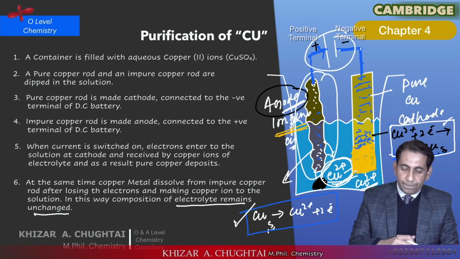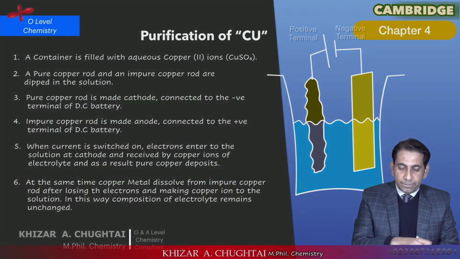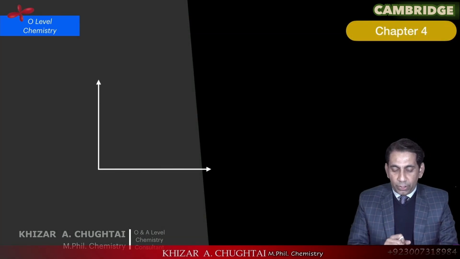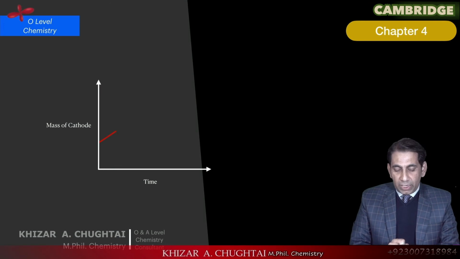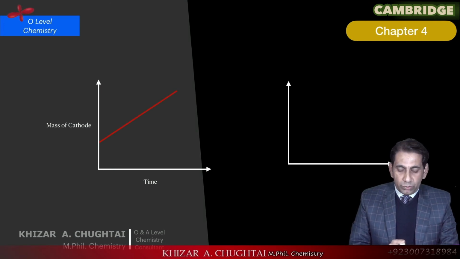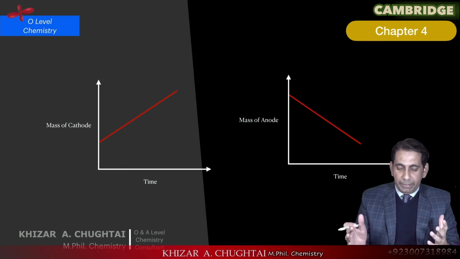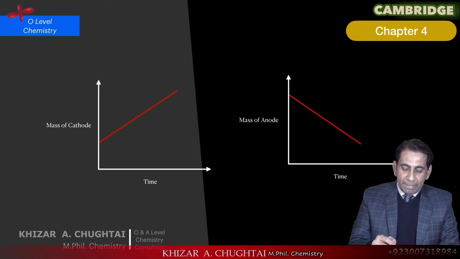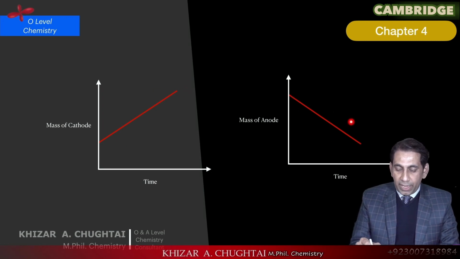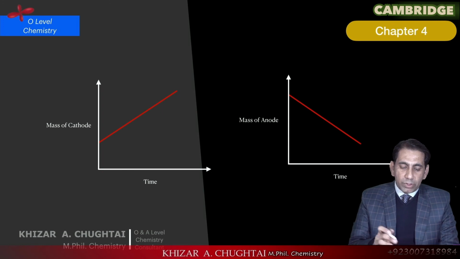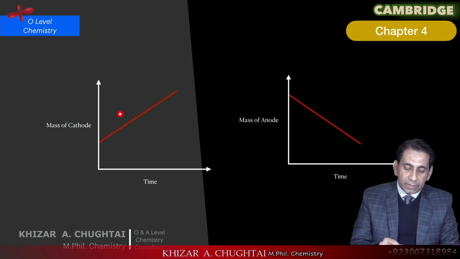Next one is the graphical representation of the mass of cathode and anode. With the passage of time, the mass of the cathode will increase uniformly, and in the opposite direction, the mass of the anode will start to decrease simultaneously at the same time. So the mass increased on the cathode will be equal to the mass lost at the anode. The mass of anode that is going to dissolve into the water will be equal to the mass that is going to be collected at the cathode.